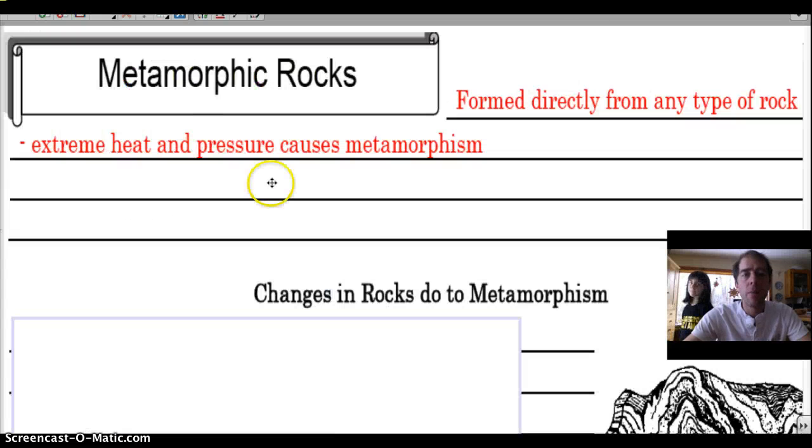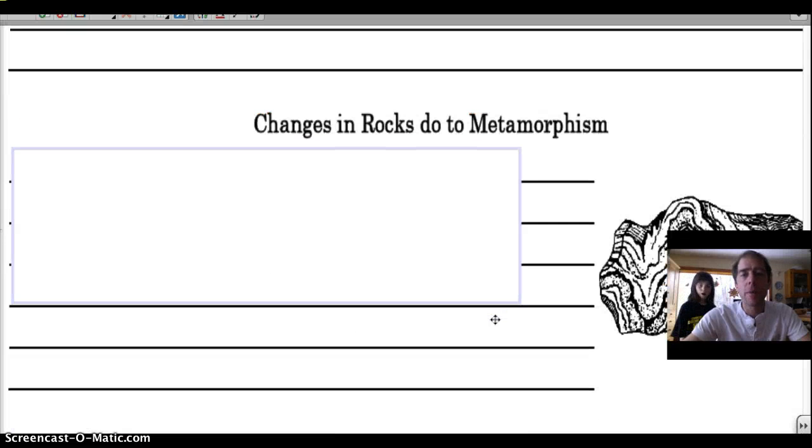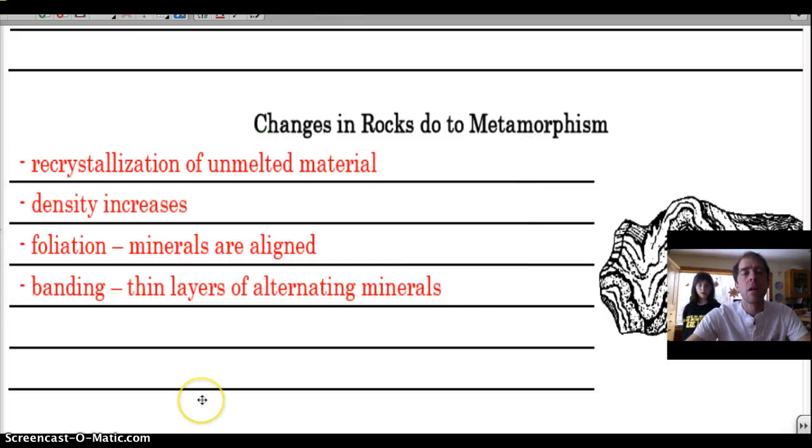So the changes that happen in metamorphic rocks, the crystals can be recrystallized of material that was not melted, and this is the key. The rocks don't remelt. If they remelt, then they're an igneous rock, right? So the density, because of the pressure that's pushing down either from above or from the sides, causes the molecules to get closer together. And when the molecules are closer together, they get more dense.